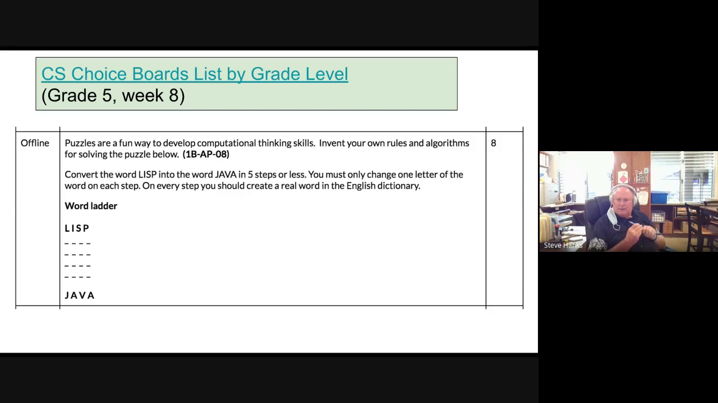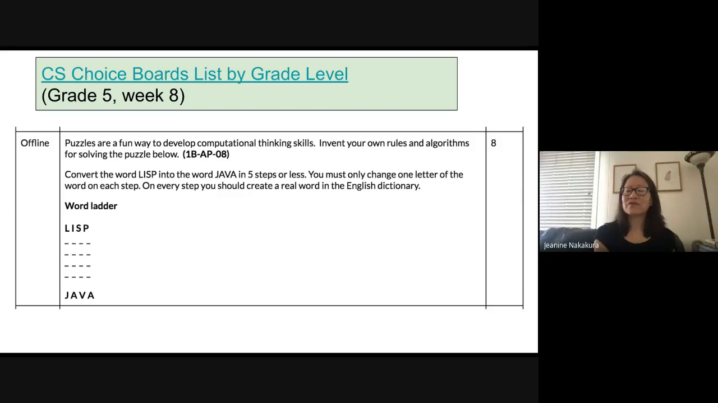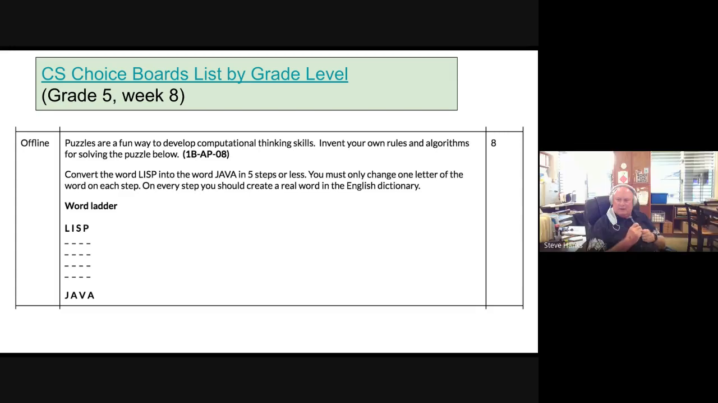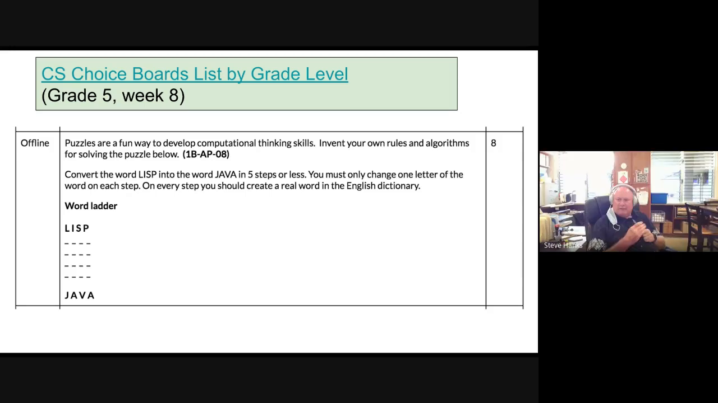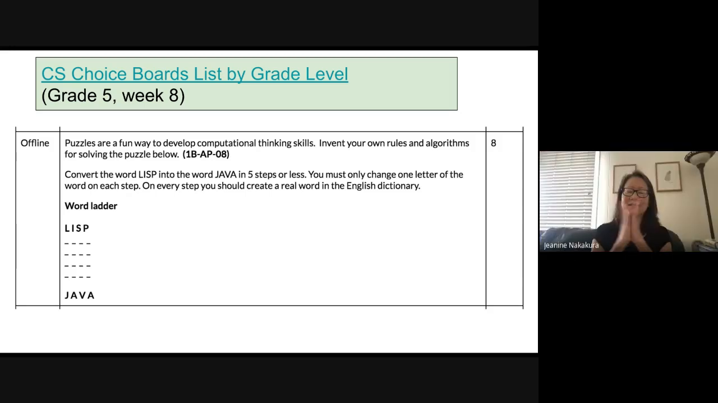Lamp. Lamp, right. There we go. Okay, so after lamp, what would you use after lamp? Then llama. Llama, and then lava. And lava, Java. Yay! You graduate from grade 5.